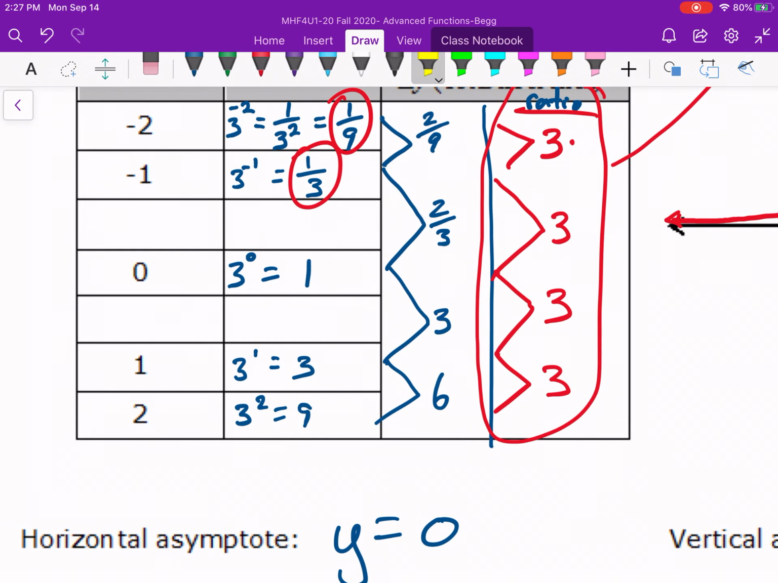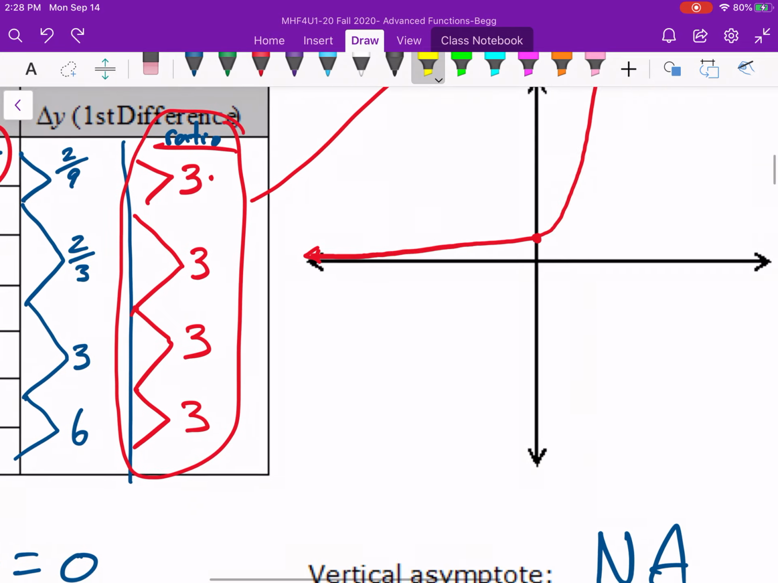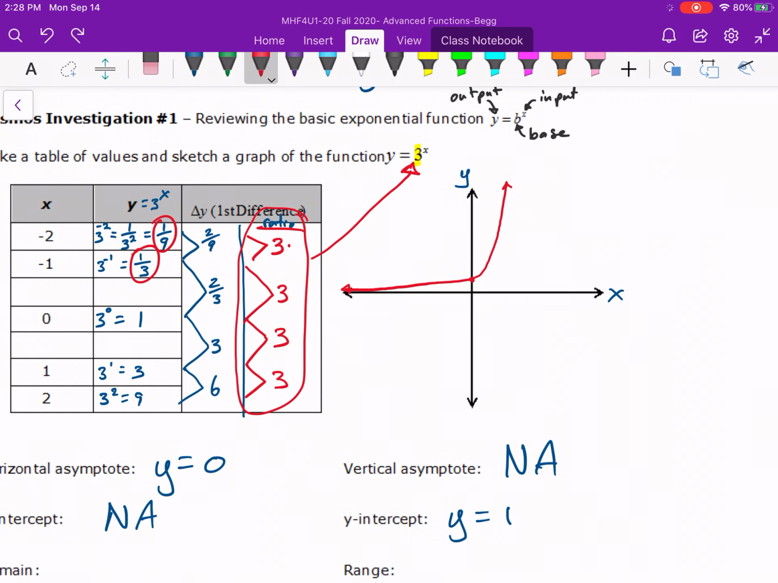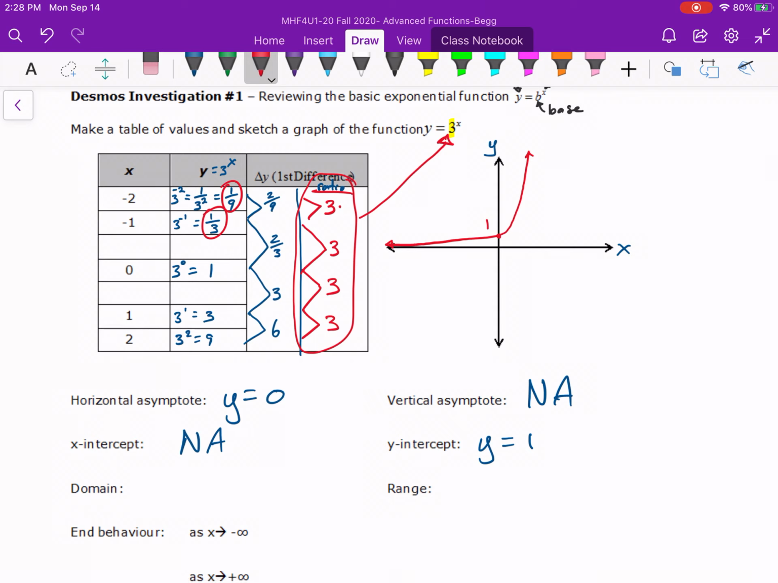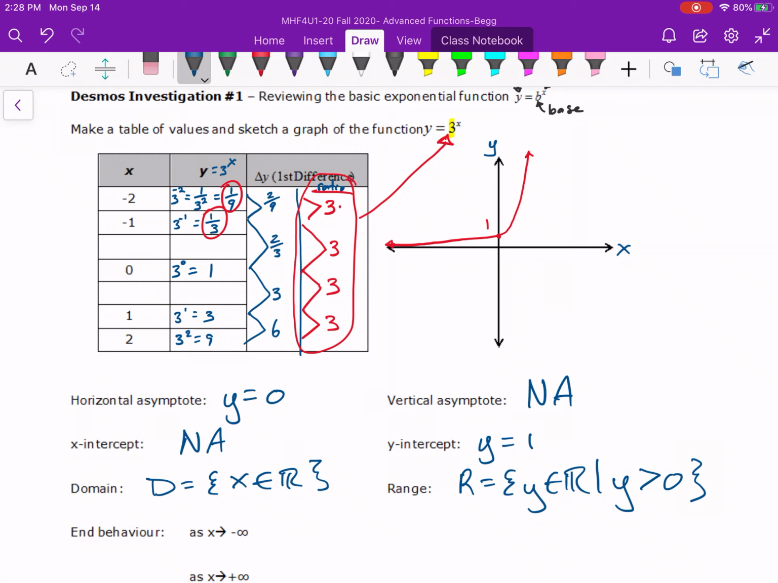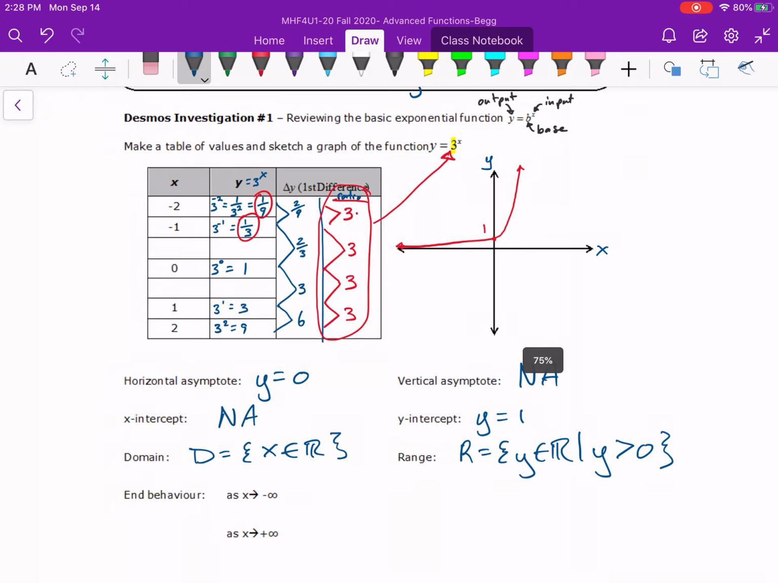So if the x value has to be 0, that means that 3, or whatever the base is, to the 0 has to equal 1, because any base to an exponent 0 equals 1. So our y-intercept is always going to be 1, unless there's some sort of transformation going on. The domain is all real numbers. It goes on forever in both directions. The range is all real numbers as long as they are greater than 0. You can't touch the x-axis and it won't go below the x-axis.